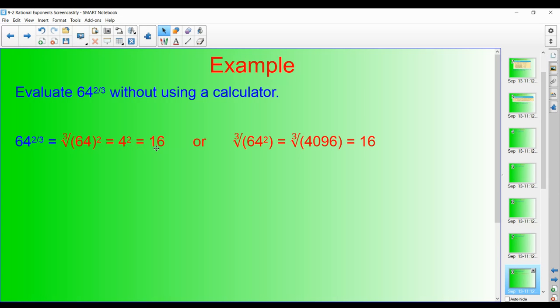Now that's the way I would do it. The other way we can look at it is we can square 64 first and get 4,096 and take the cube root of 4,096 and still get the same answer of 16. I recommend taking the root first, getting a small number, and then doing the small number to a power, especially if we don't have a calculator.